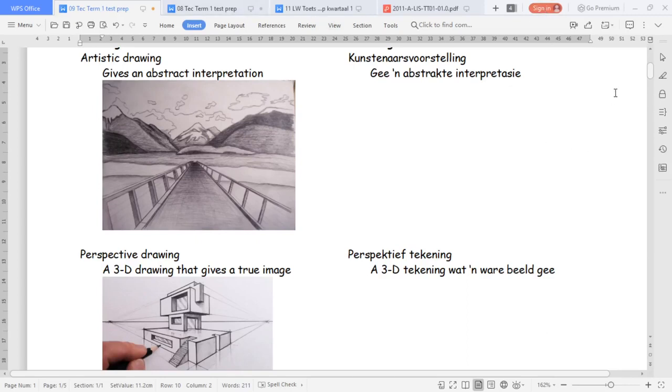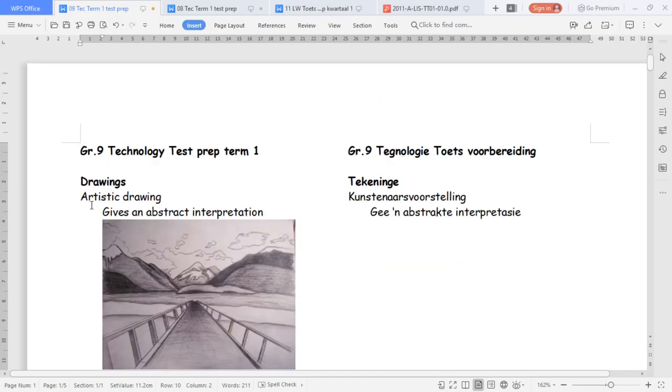Today we're having a look at Technology Term 1 revision. So ons begin by die tekeninge. So whenever you need to plan something, you need to draw something first. Okay, so it's talking about architects or machinists, people who build things.